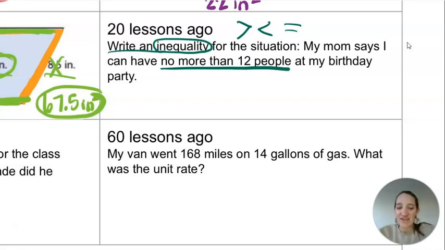So no, I can have no more than 12 people at my party. Okay, so we'll do P for party. And I can have no more than 12 people. Can I have more than 12 people? No. My mom's going to be really mad.